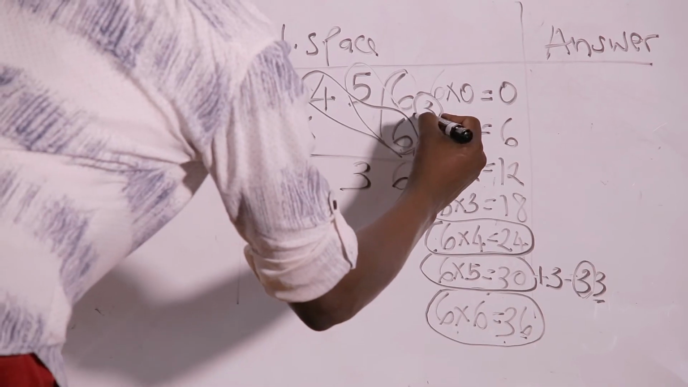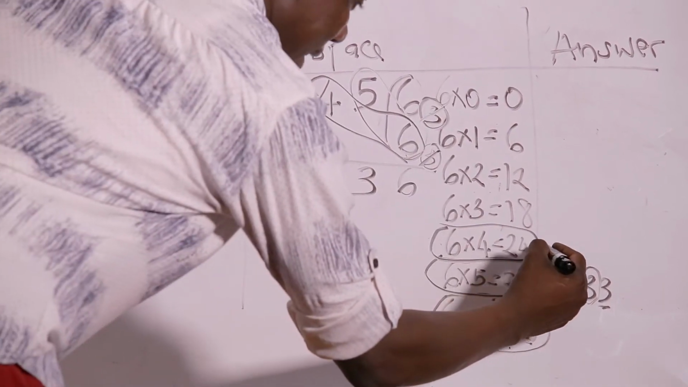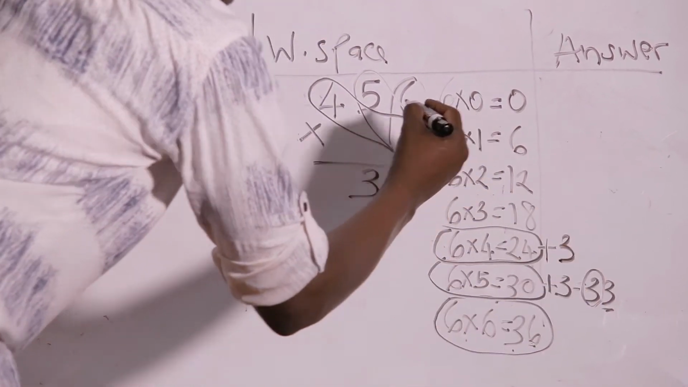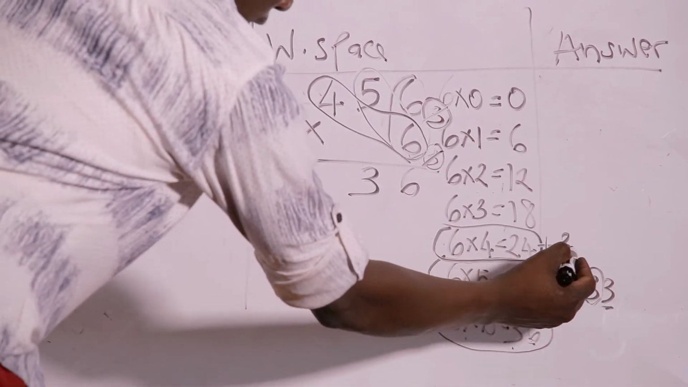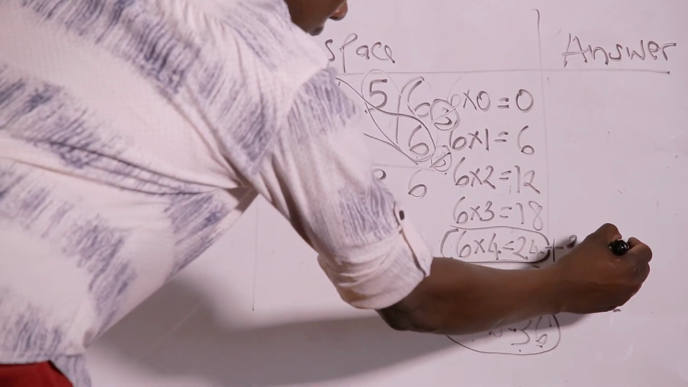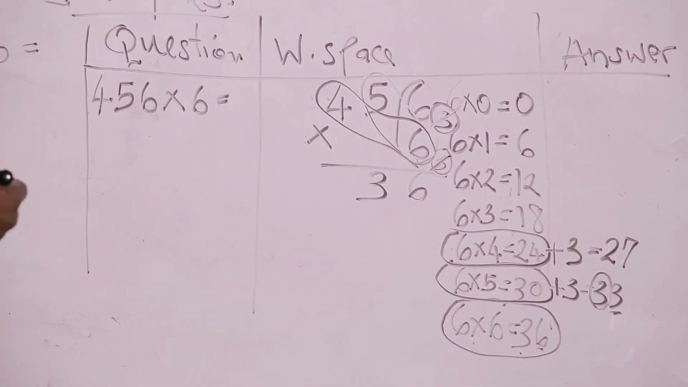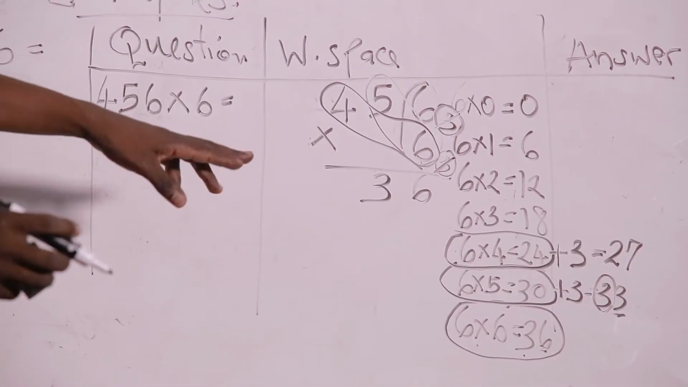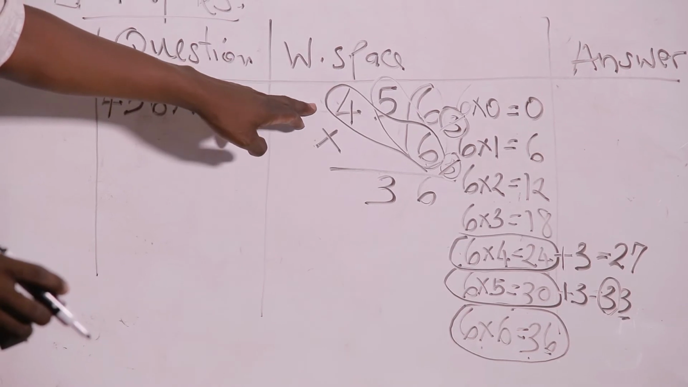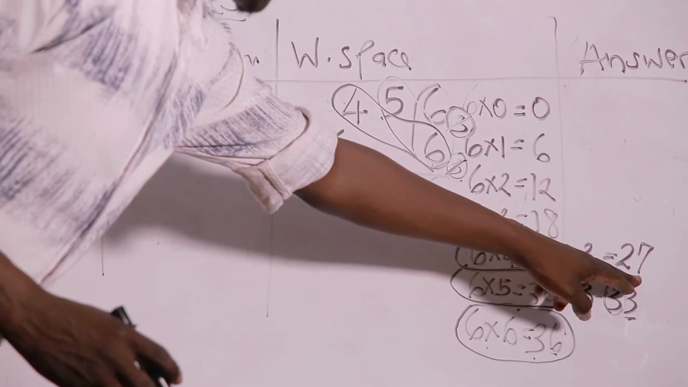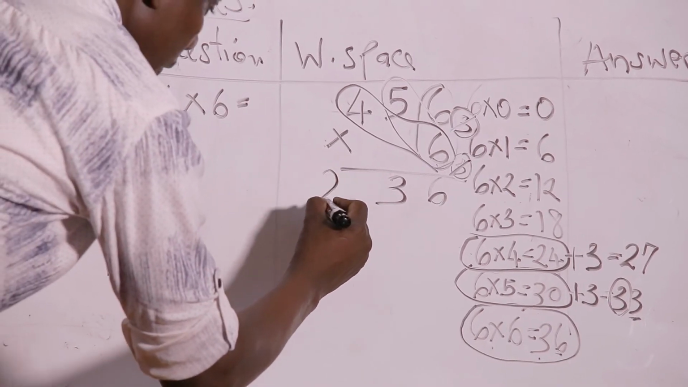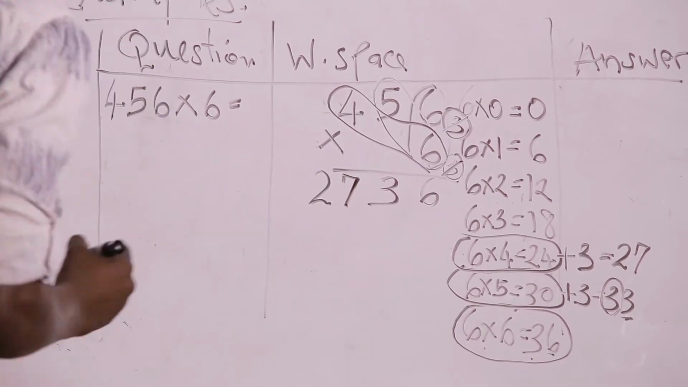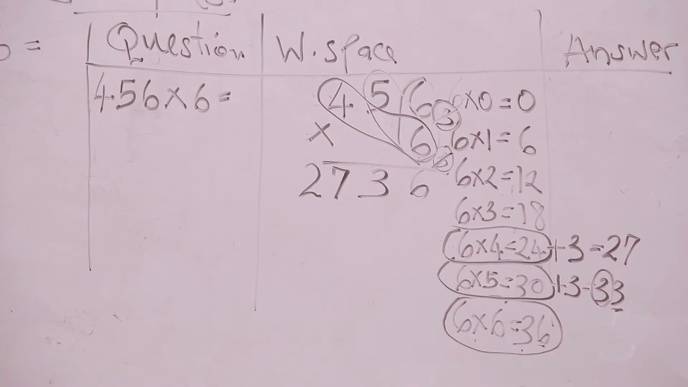So you close this 3 and you add it here. You close it here to show you that you have used that 3. So 24 plus 3, you will get 27. Since there is no other digit here, now we will not write this 7 and carry 2, but we will write everything. We will write 27.